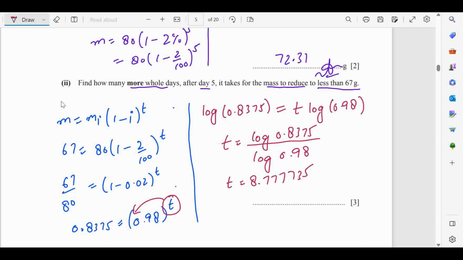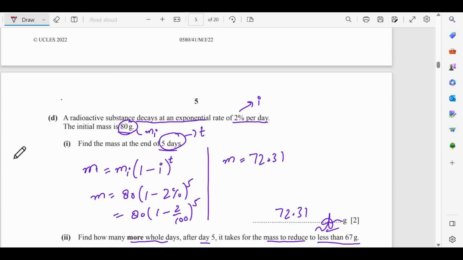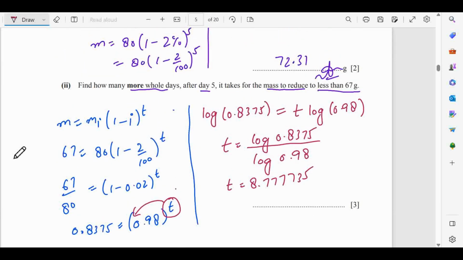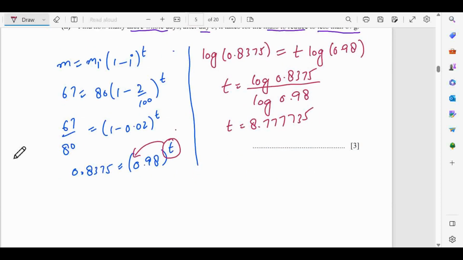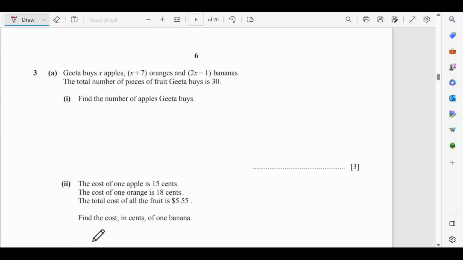So this is the total time which will be taken by the substance to decay, but we need to find the time after the 5 days. So the required time will be 8.7 minus 5, which is equal to 3.7, approximately 4 days. So 4 days will be the final answer. Let's move to the next question, question number 3.